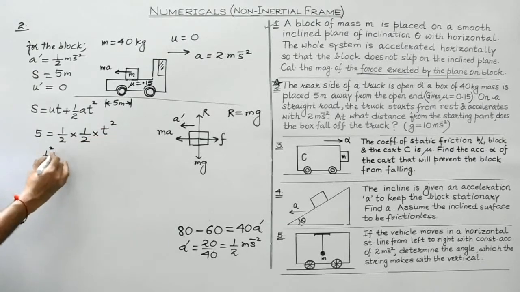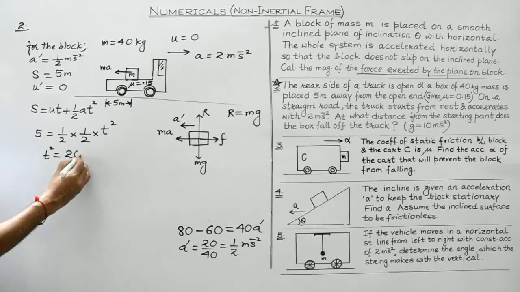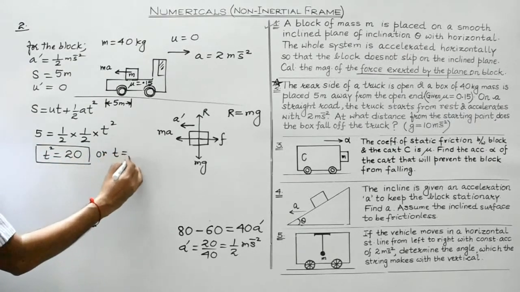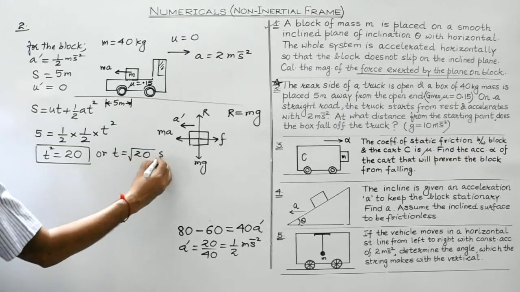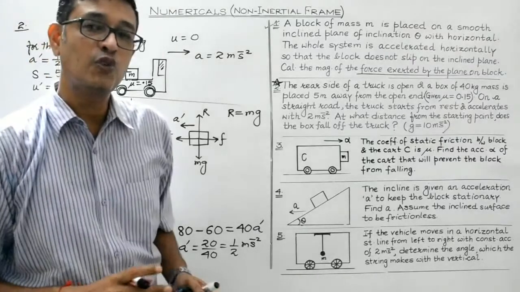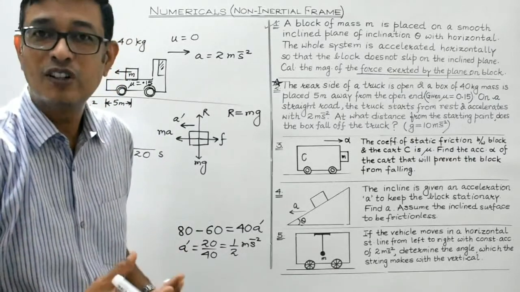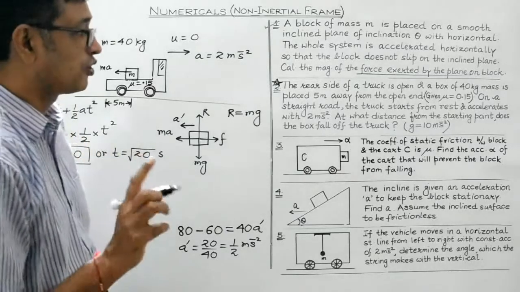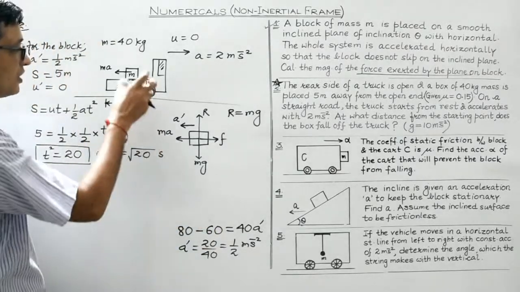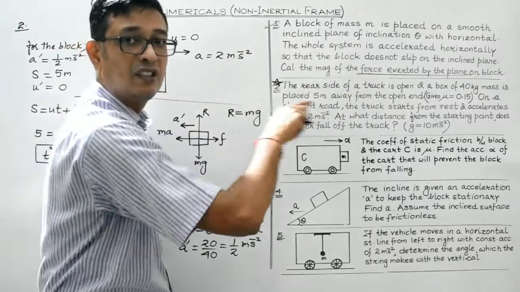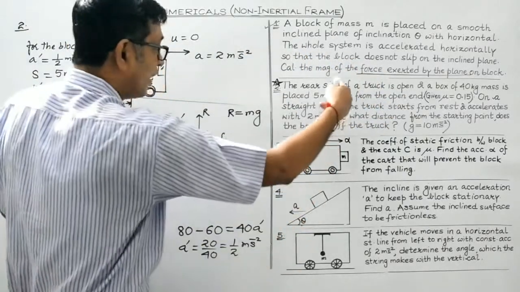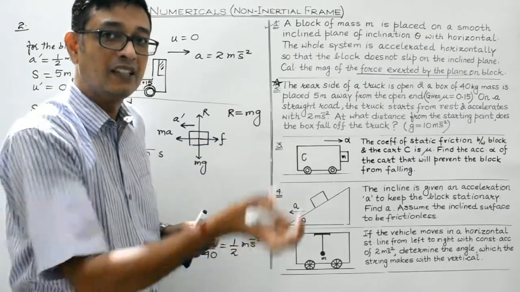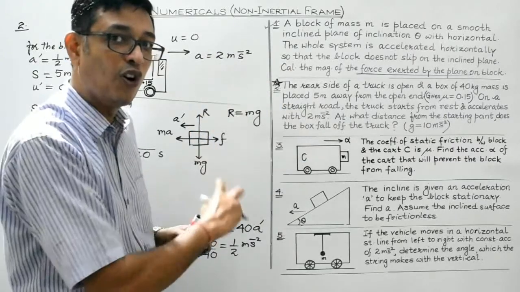So students, t square is equal to 20, or t is equal to square root of 20 seconds. So after square root of 20 seconds, the block will fall off the truck. So this is the time. And our question is, during this time, obviously the truck would have covered some distance in the forward direction. So our objective is to find out that distance covered by the truck, after which the block placed on the truck will fall off from it.